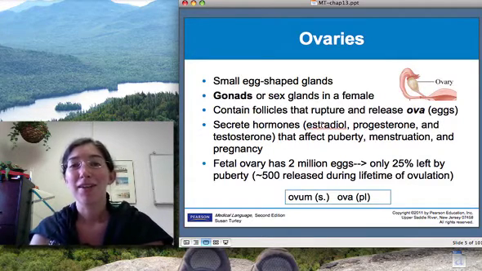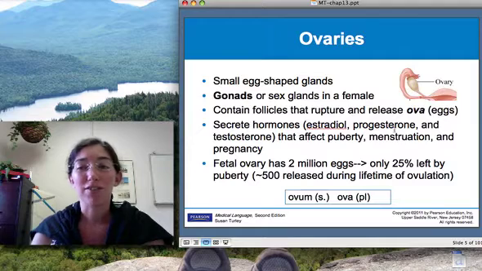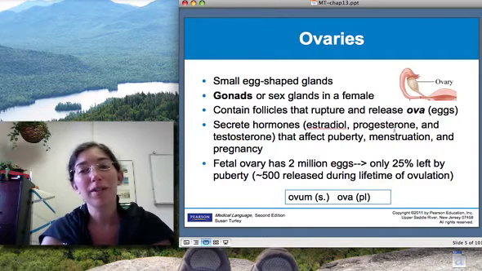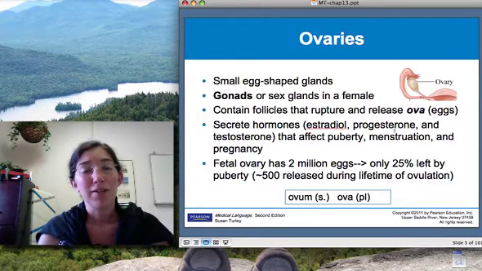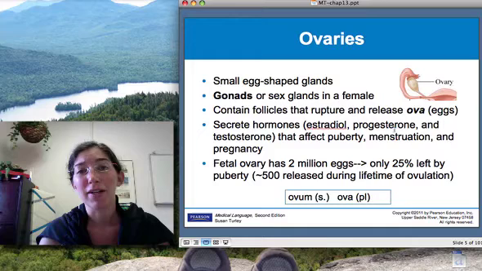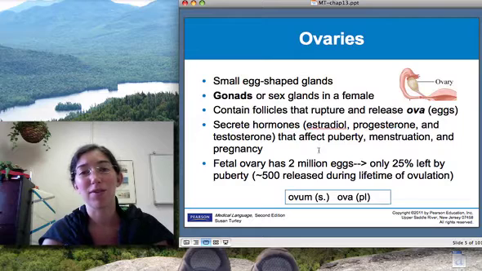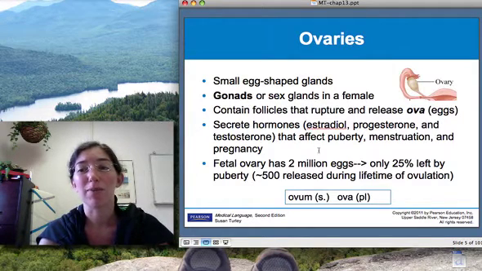The more prominent hormones that they pump out are the female hormones, estradiol or estrogen, and progesterone. So, interesting tidbits about the ovary. If you are born female, you are born with all of the eggs that you will ever have in your ovary already there. In fact, you have over 2 million eggs in your ovary when you are born.